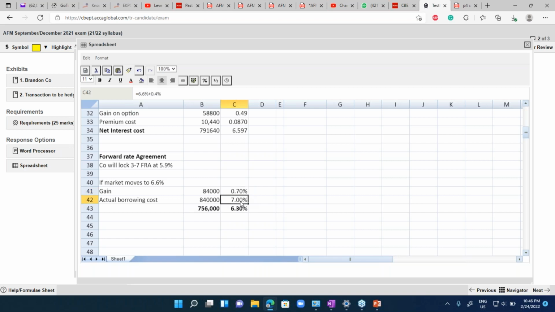Actual borrowing cost is 7% because now the interest rate is 6.6 plus 0.4 is the actual spread. So actual interest cost is 7%, your benefit is 0.7, net cost will be 6.3. And I convert that amount into absolute amount by multiplying with the loan amount and taking the month portion.